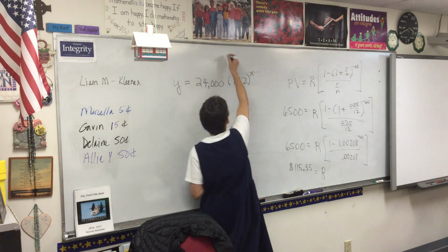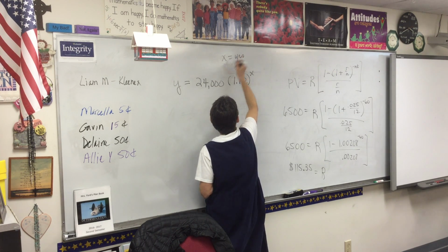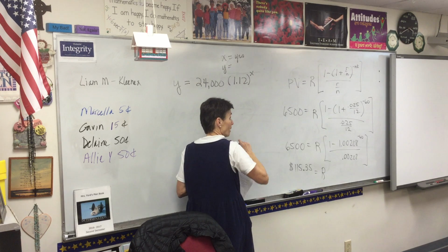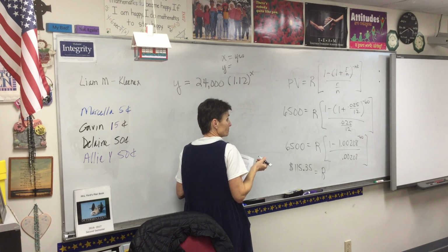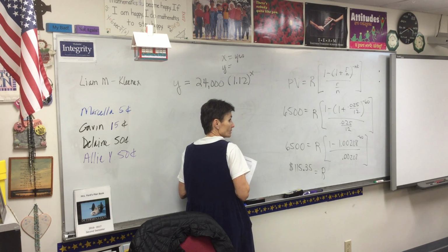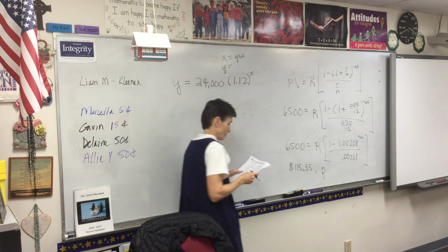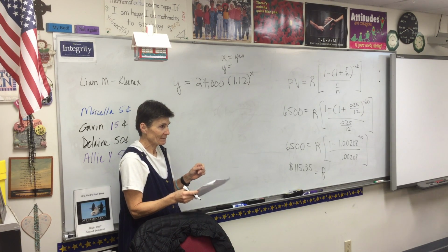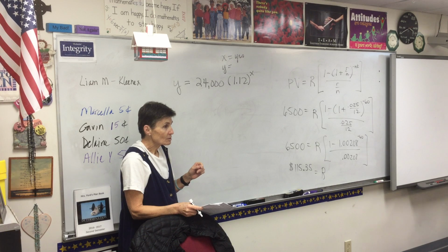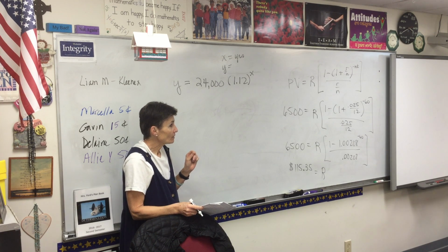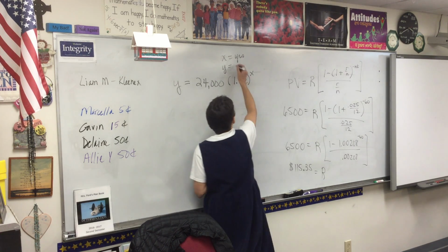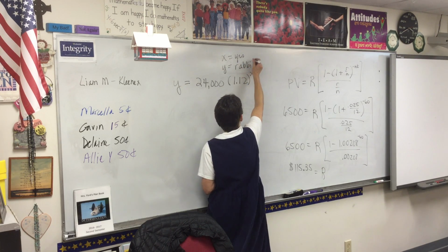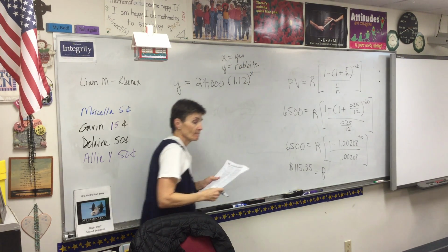And x is years. And what will y be then? Read the problem. What's y going to be? Or f of x, y? No, the number. The population of rabbits. So y is the number of rabbits. Yeah. The equation tells you how many rabbits you've got, folks.